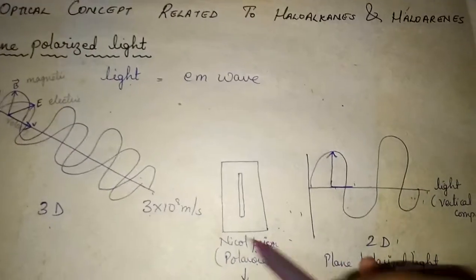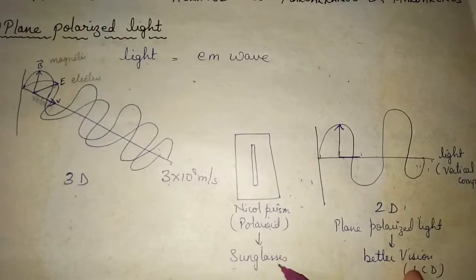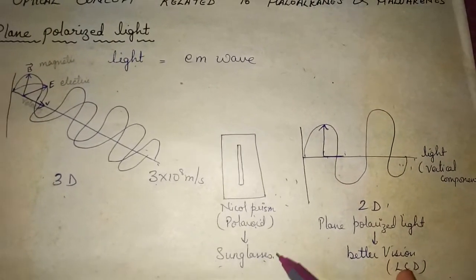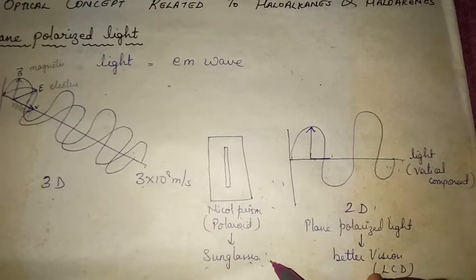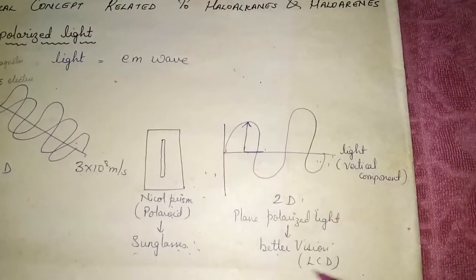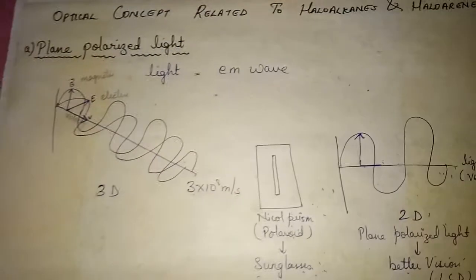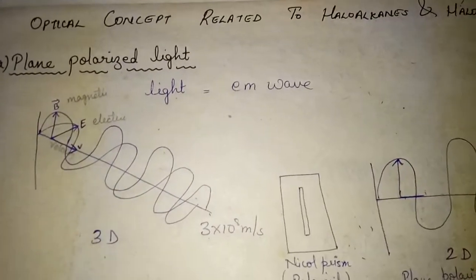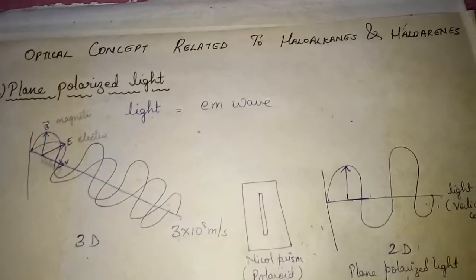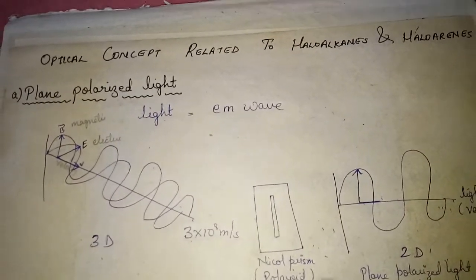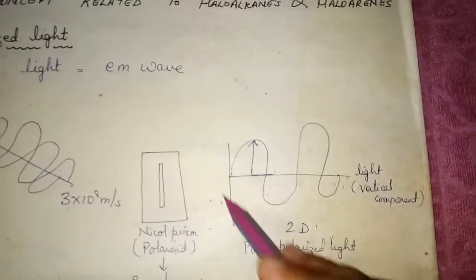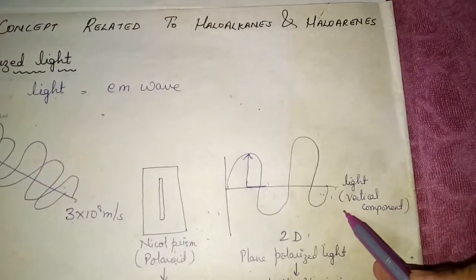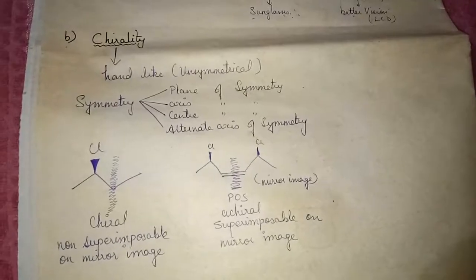This Polaroid, you must have seen in sunglasses. Why is this Polaroid used? Plane polarized light is used to give better vision, clarity in the vision. Plane polarized light is also used in LCD. That's why LCD images are more clear, or you can say crystal clear. I hope you have understood this plane polarized light concept: passing the light through a polarimeter, or a nickel prism, or a Polaroid, and giving it a two-dimensional property.